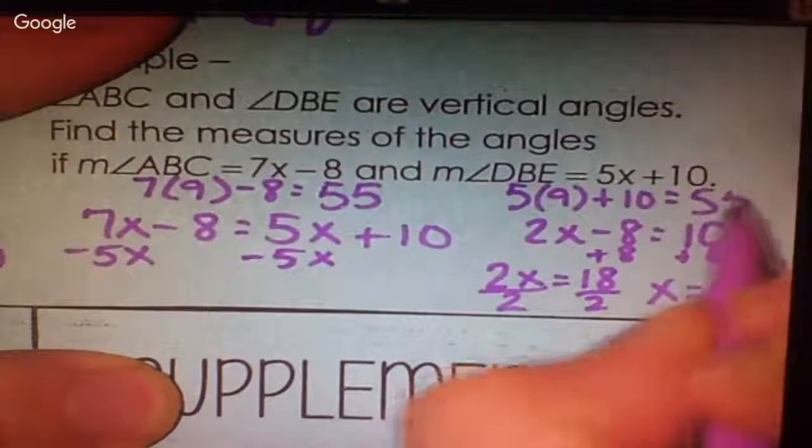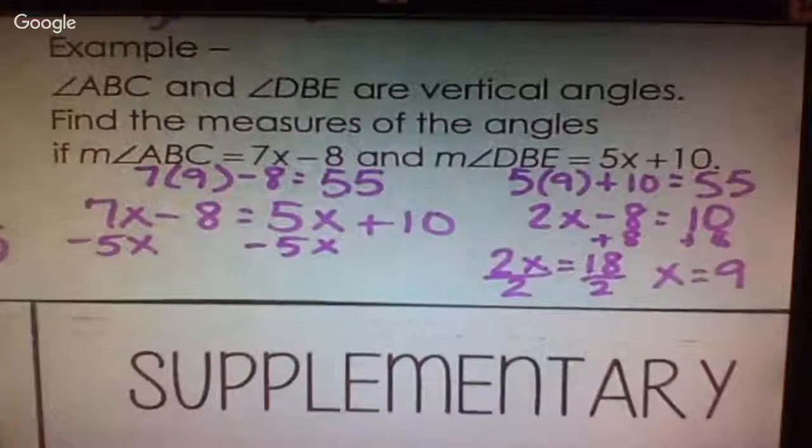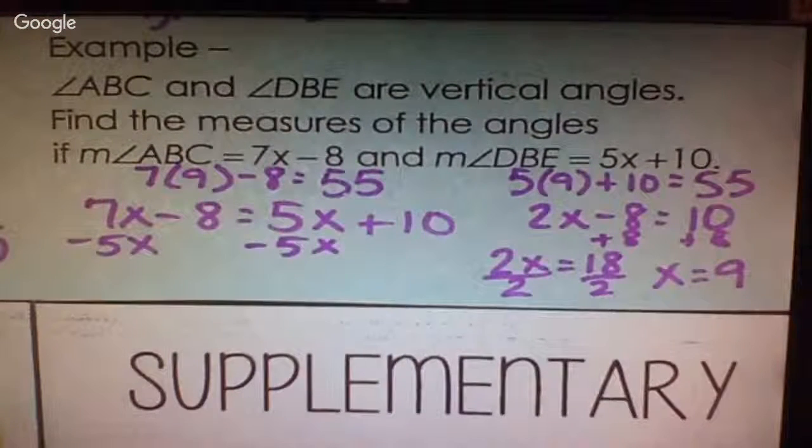55. Well, didn't we just discuss the vertical angles should be equal? Yeah. So when you plug it in, you should get the same answer.